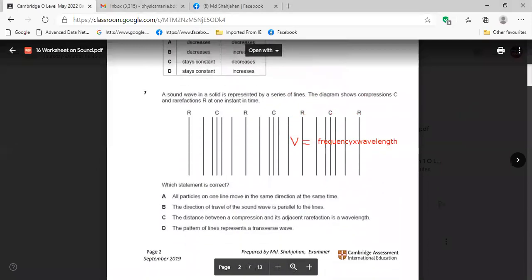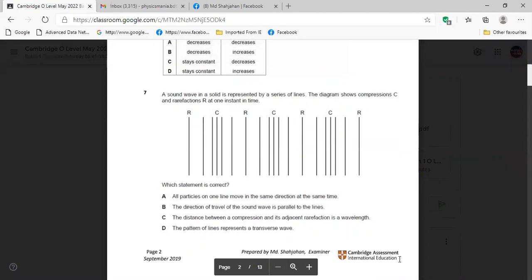Farabi, read the next question, question 7. A sound wave in a solid is represented by a series of lines. The diagram shows compression C and rarefaction R at one instant in time. Which statement is correct? All particles on one line move in the same direction at the same time. The direction of travel of the sound wave is parallel to the lines. The distance between a compression and its adjacent rarefaction is a wavelength. The pattern of lines represents a transverse wave.